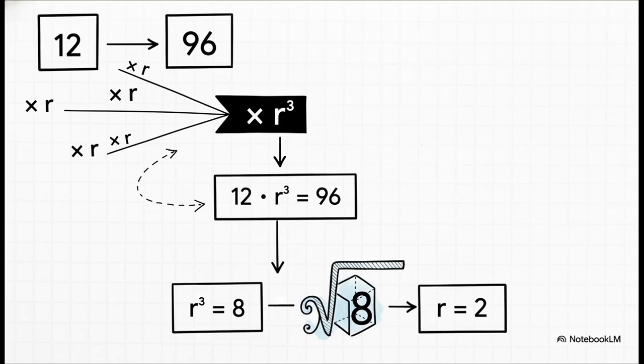Now it's just algebra. Divide 96 by 12, which gives you 8, so R cubed is 8. And what number times itself 3 times is 8? It's 2. So our common ratio has to be 2.